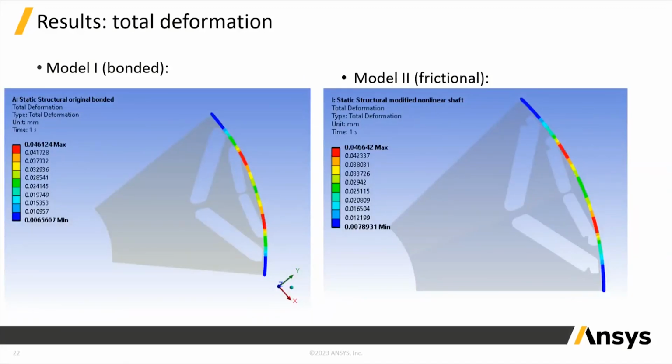Here are the displacement results of the outer edge of the rotor. We can see that both are very similar, with less than 1% difference between the linear bonded and nonlinear models.